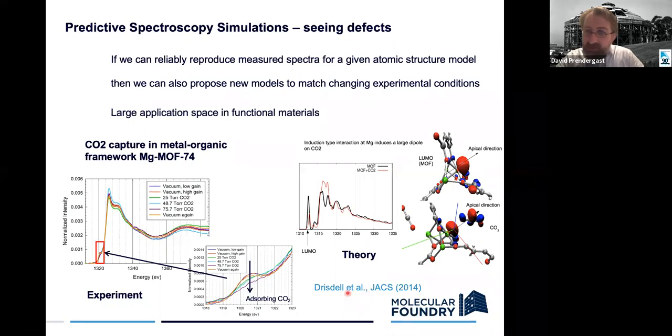So this kind of sets a good example for how this might work in practice, where you can propose an atomic structure or a model that you think might explain the situation in the experiment, simulate the spectrum, and then see if that is indeed the case by looking at the experimental data.